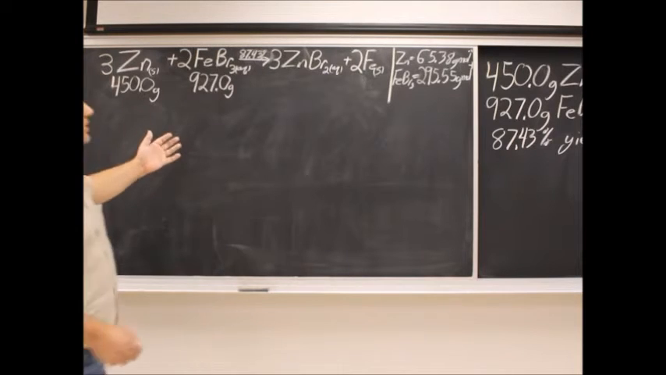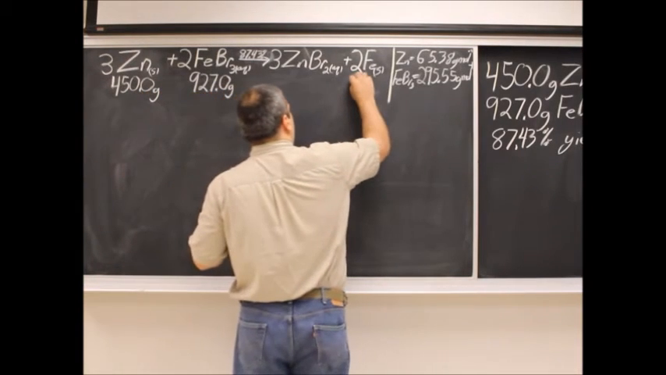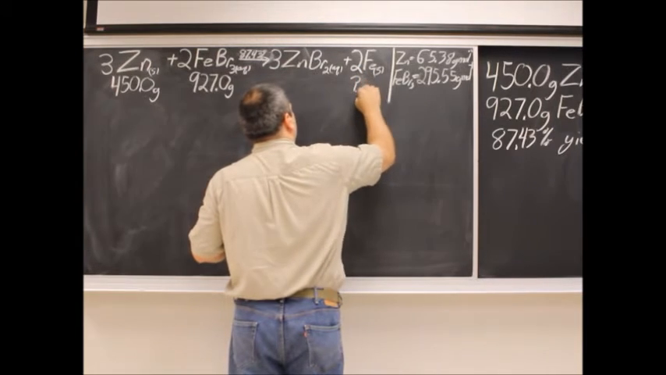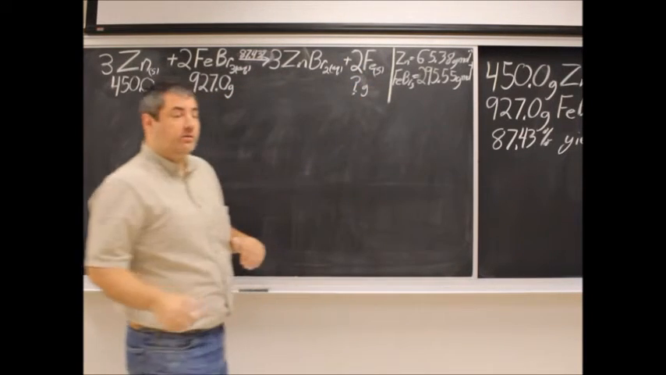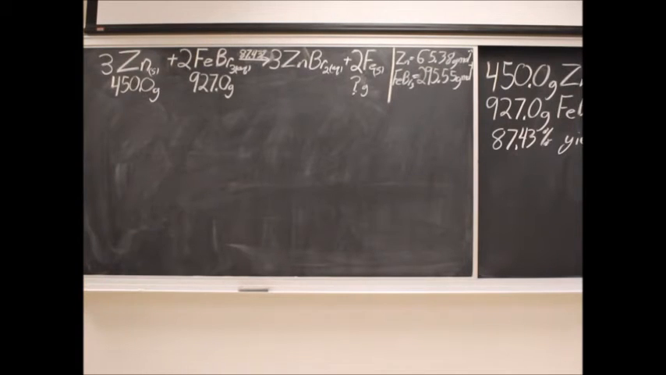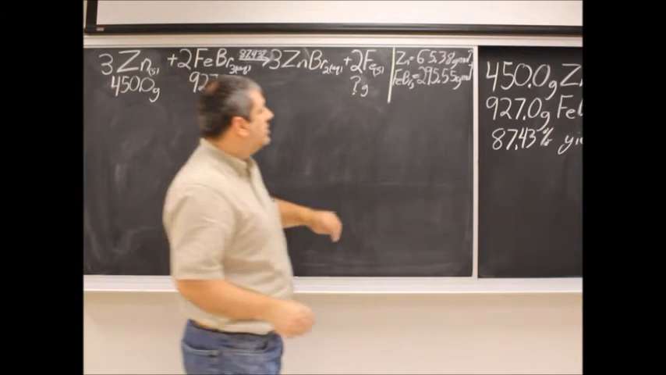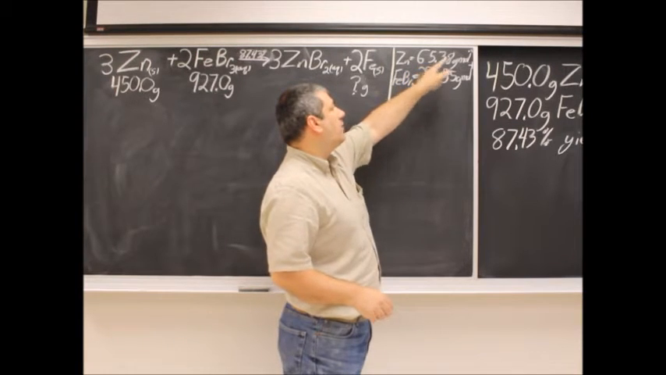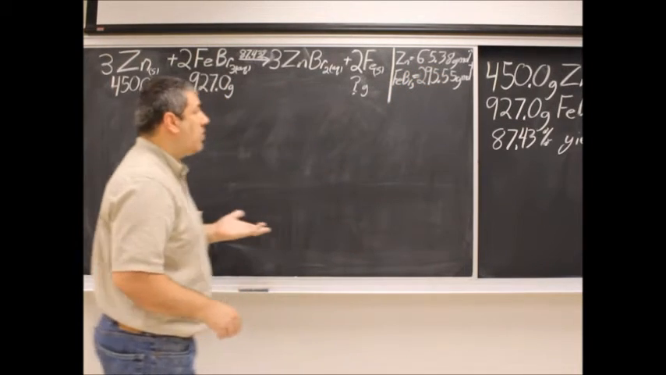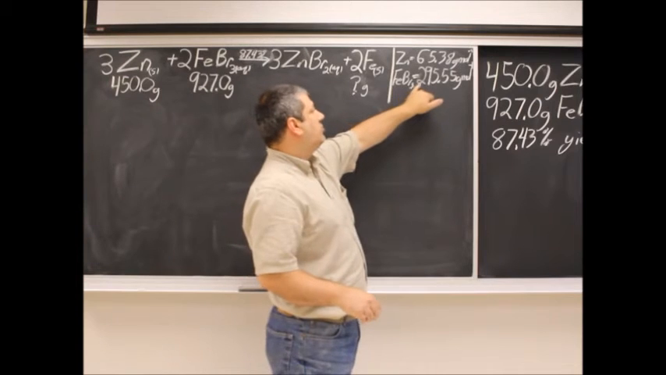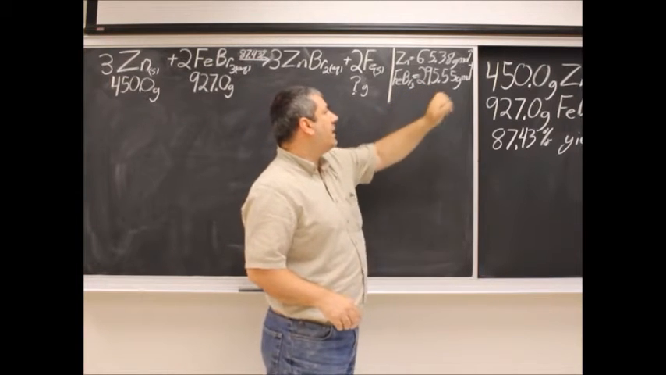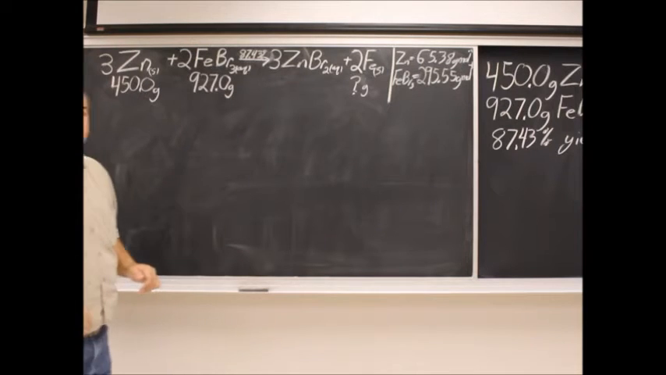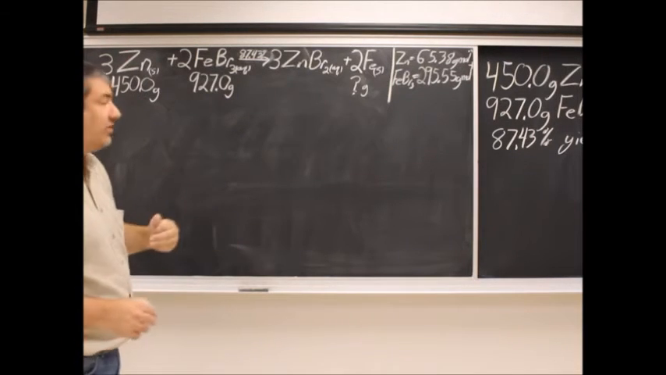So now we have to calculate grams of iron. That's what the problem was asking for. So some helpful information. 1 mole of zinc weighs 65.38 grams per mole, and 295.55 grams per mole is the molar mass of iron 3 bromide. So we have the molar masses that we need.